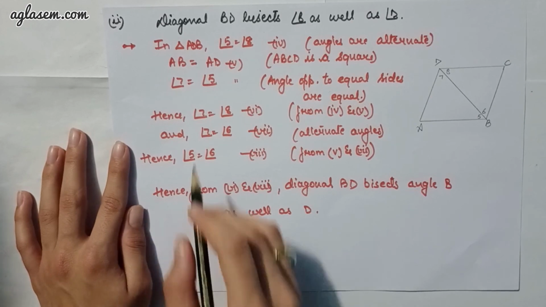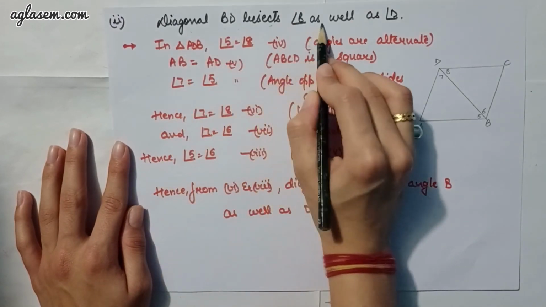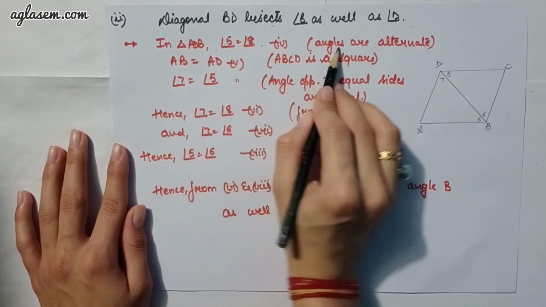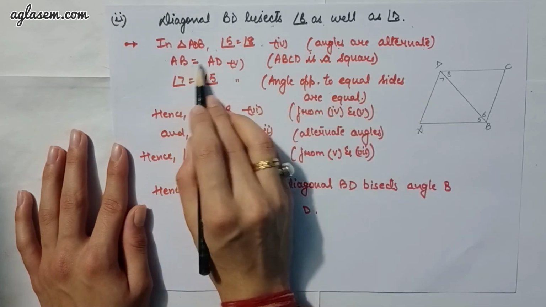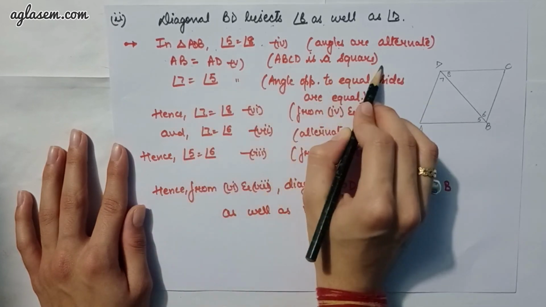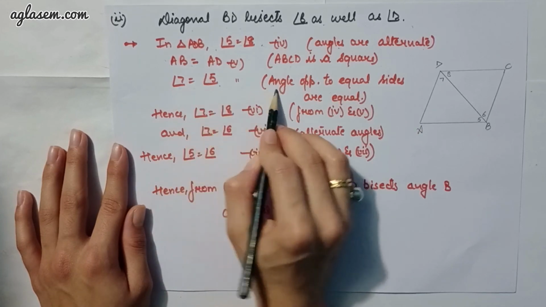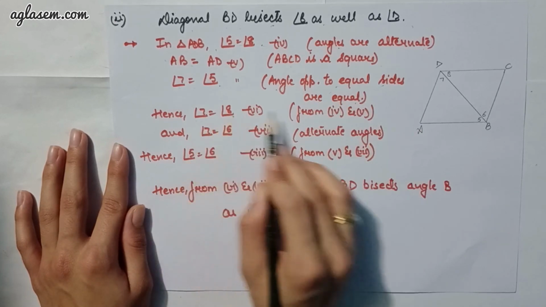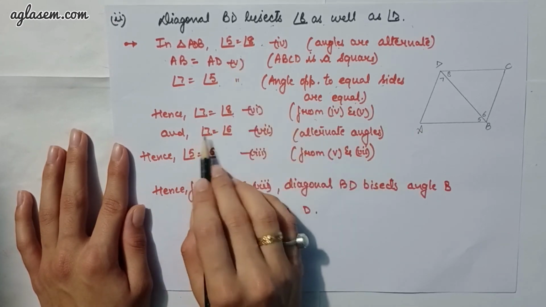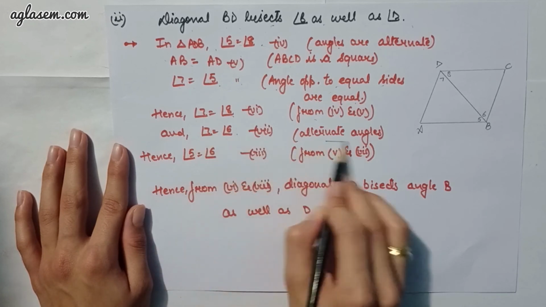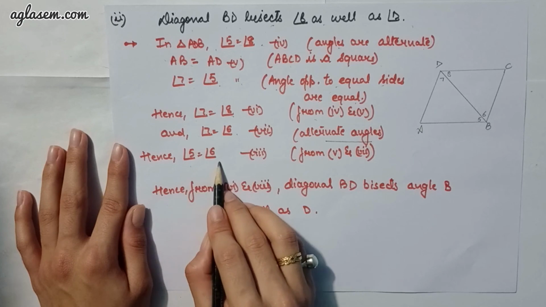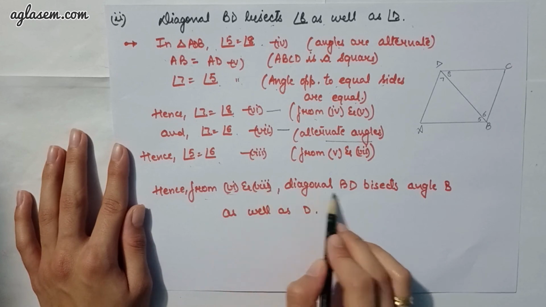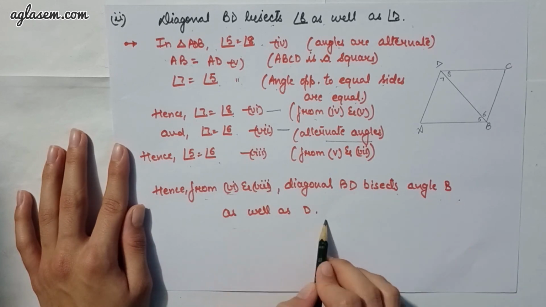Moving to our second part, which says diagonal BD bisects angle B as well as angle D. So, in triangle ABD, angle 5 is equal to angle 8, that is, angles are alternate. And AB is equal to AD, that is, ABCD is a square. So angle 5 is equal to angle 7, so angles opposite to equal sides are equal. And therefore angle 7 is equal to angle 8, that is from third and fourth equation. So angle 7 is equal to 6, which is alternate angle. Angle 5 is equal to angle 6, that is from 6th and 7th equation. So from these equations, diagonal BD bisects angle B as well as angle D.